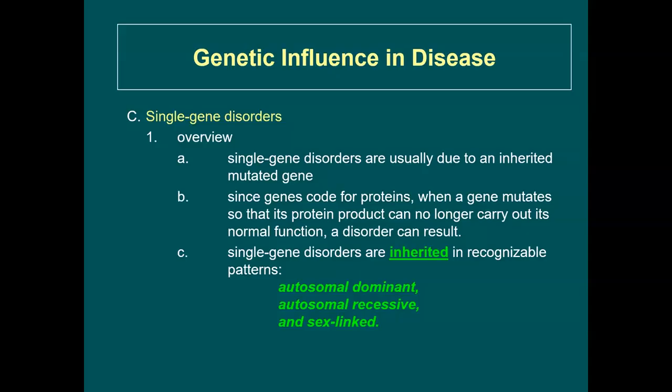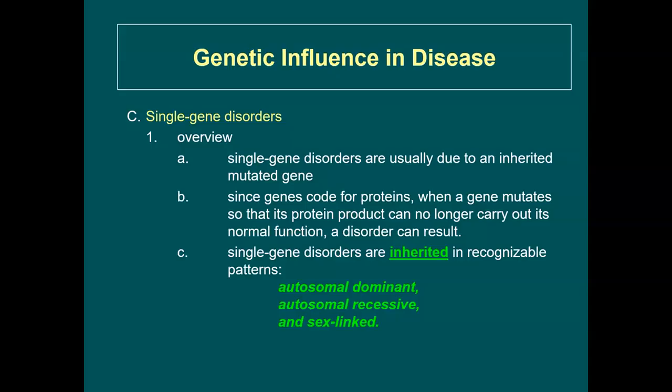Single gene disorders is another way that genetic disorders can occur. When we talk about single gene disorders, this is probably the one that we're most familiar with. This is due to an inherited mutated gene. So it's a single gene that is mutated and then inherited. The single gene disorders are inherited in very recognizable patterns. And again, whatever gene is inherited and mutated will code for a specific protein product, and it will cause the malfunction of whatever it's supposed to be organizing or manufacturing.